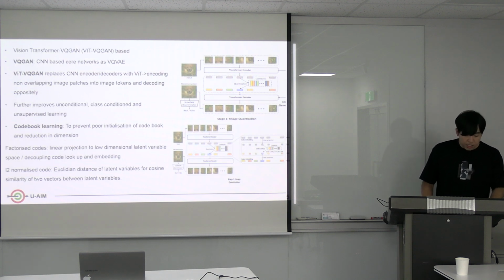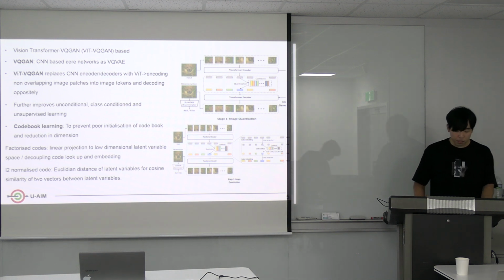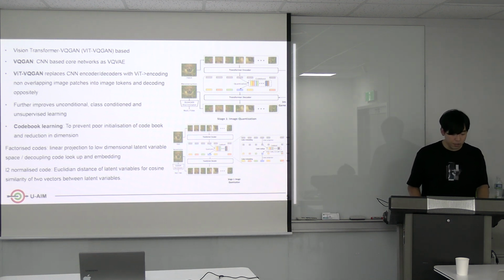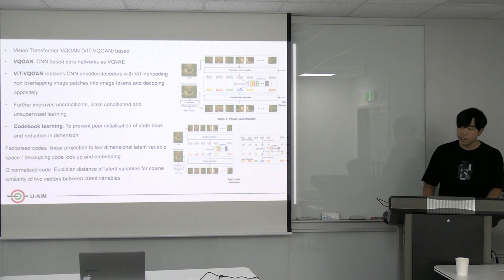The stage 1 image generation stage is ViT-VQGAN based. Usually VQGAN is CNN based, like VQVAE, the vector quantized variational autoencoder. What ViT-VQGAN did differently from this VQGAN is that it is ViT based, not CNN. As a single picture, it consists of a transformer encoder and decoder. On the codebook learning stage, non-overlapping image patches are encoded into image tokens and decoded oppositely at the last phase.